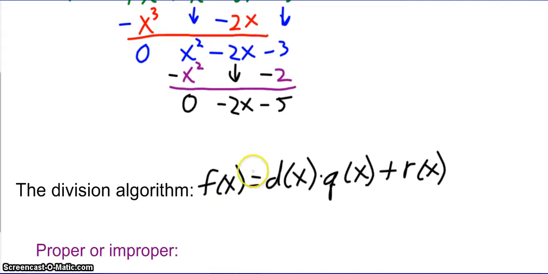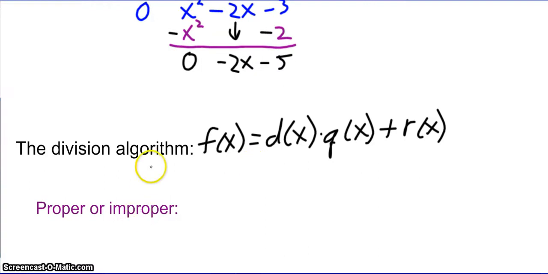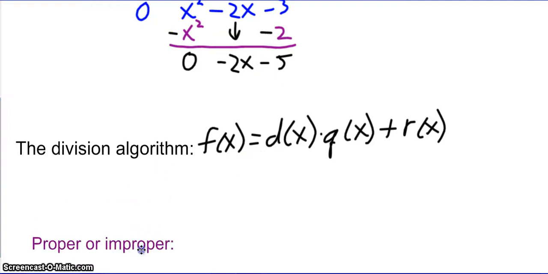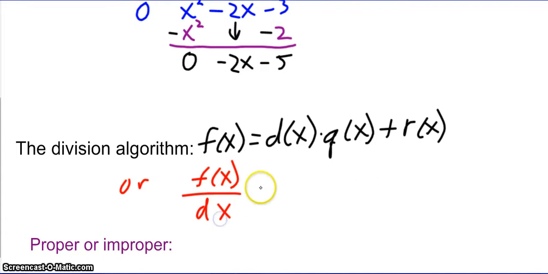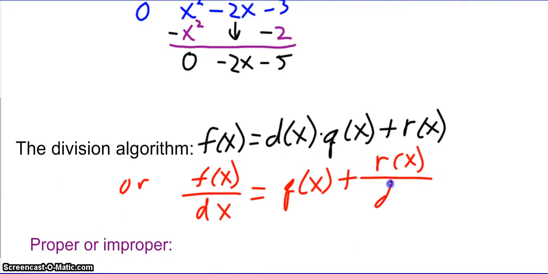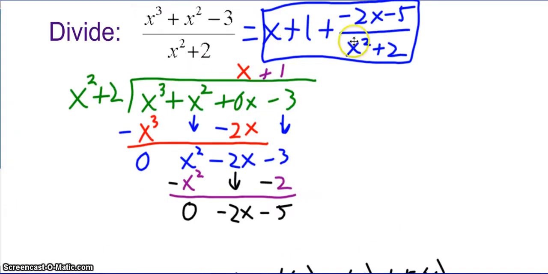Now, another way to write this, which is how we actually have our answer written, is if we divide this entire equation by d of x. I could write it as f of x over d of x equals q of x plus r of x over d of x. And you'll see that this right here directly correlates to how I wrote my answer up here. So that's how we want to write our answer.